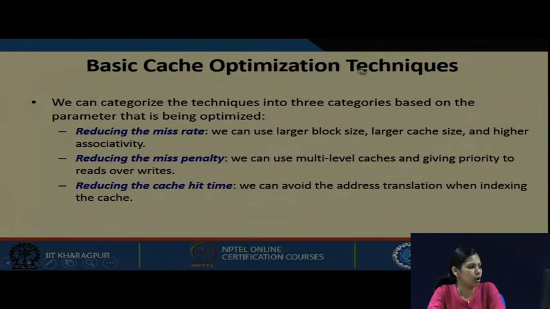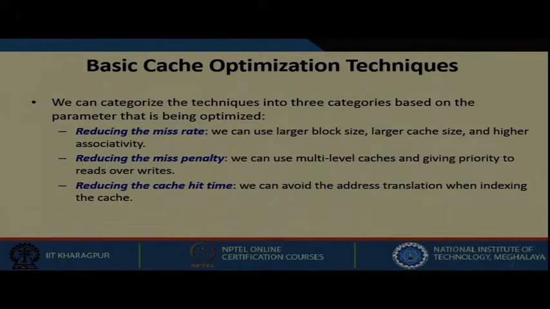In basic cache optimization techniques, we categorize the techniques into 3 categories based on the parameters I just mentioned. First, reducing the miss rate. How can we reduce the miss rate? Miss rate can be reduced by using a larger block size. If my program is pretty large and you have a large block, the whole program is brought into some block of your cache and you can access it nicely. So a larger block size in turn reduces the miss rate.